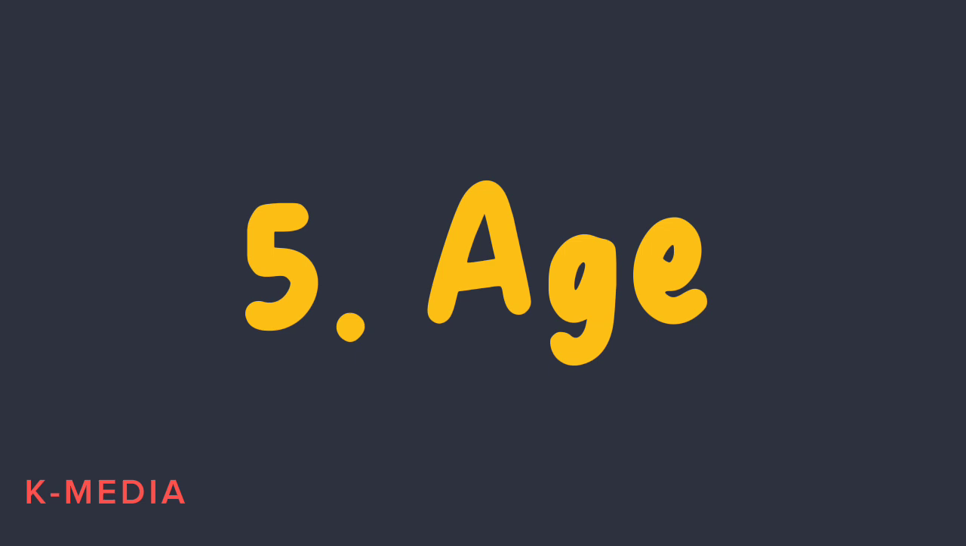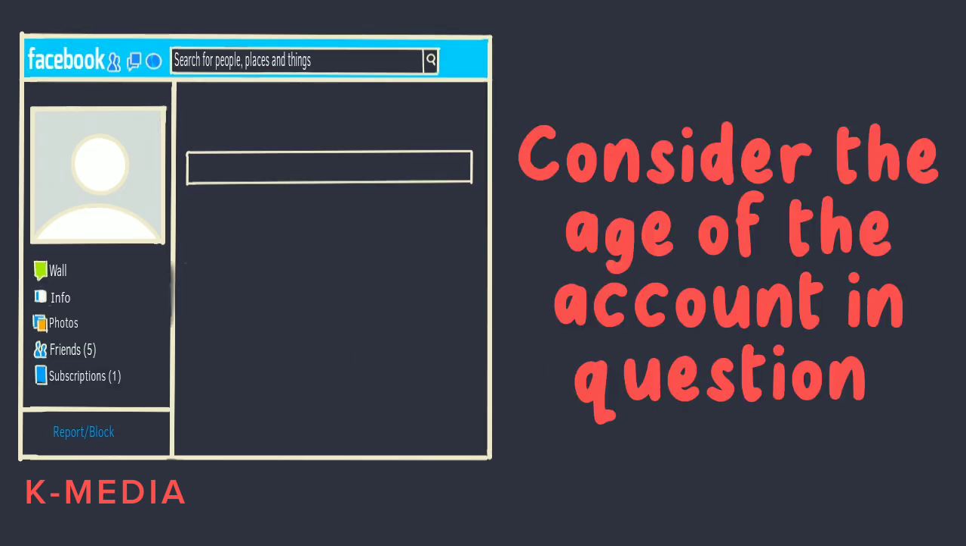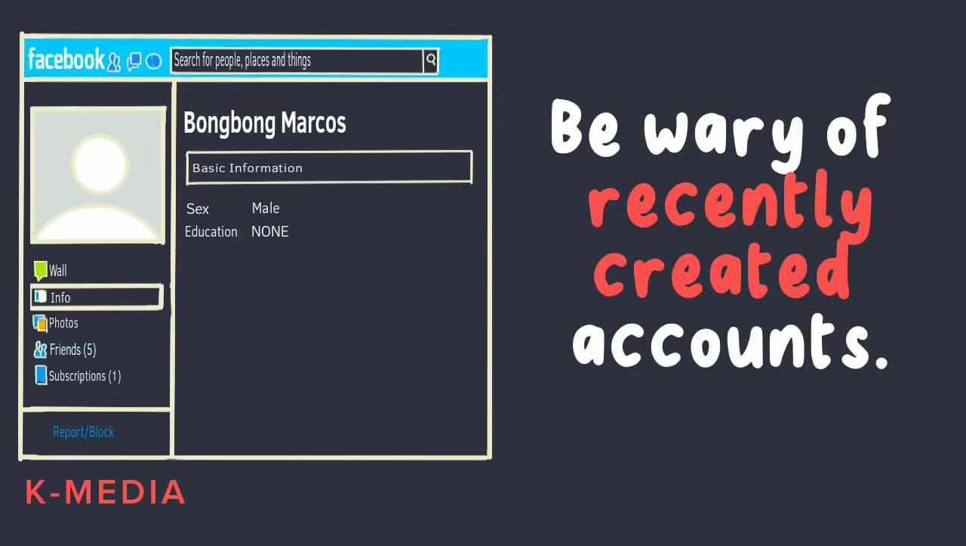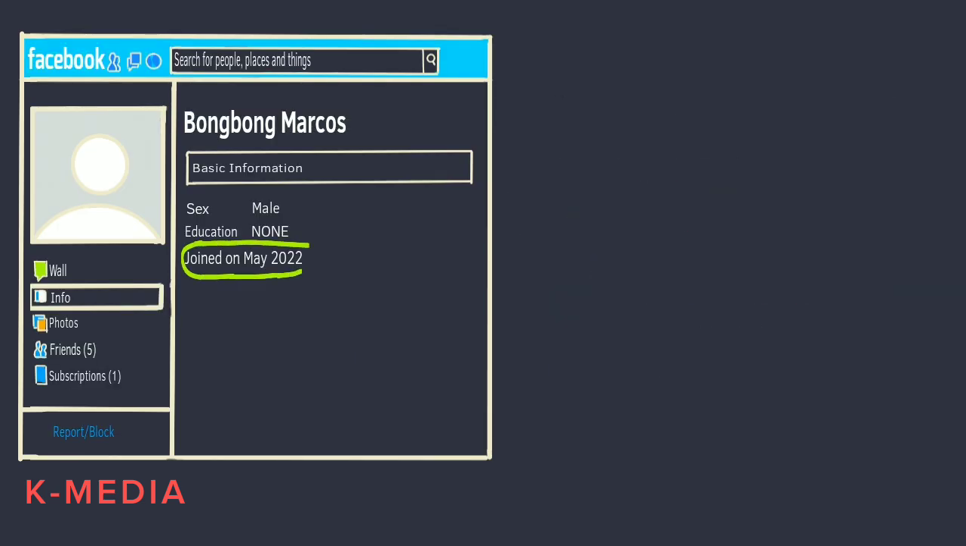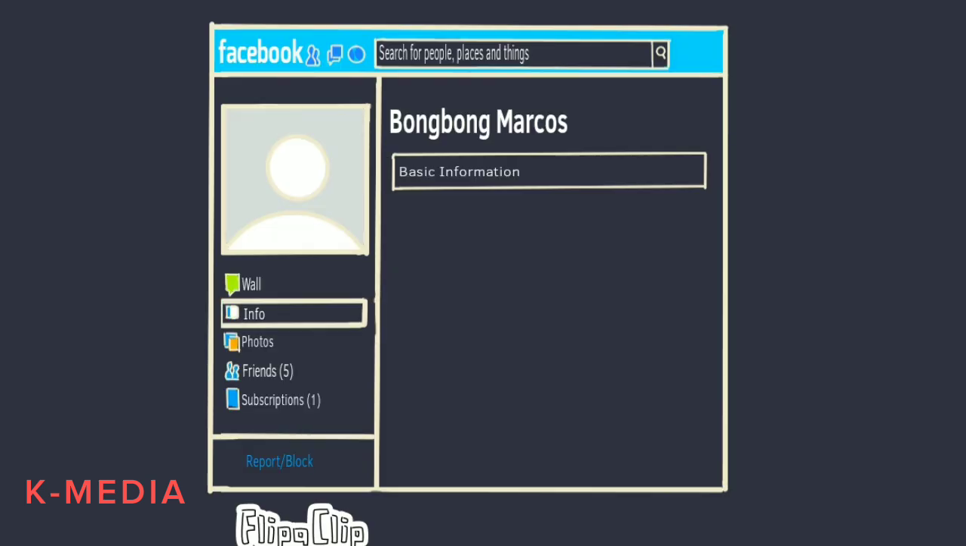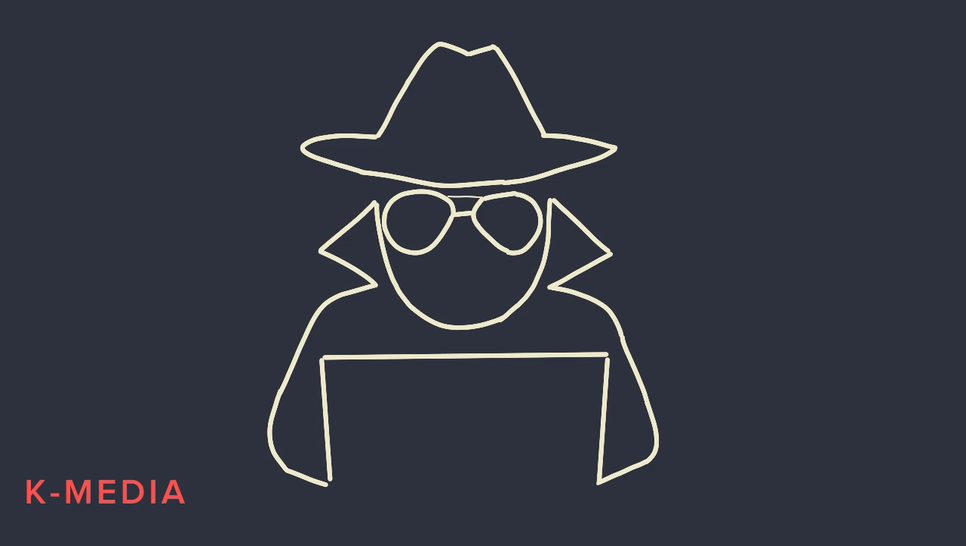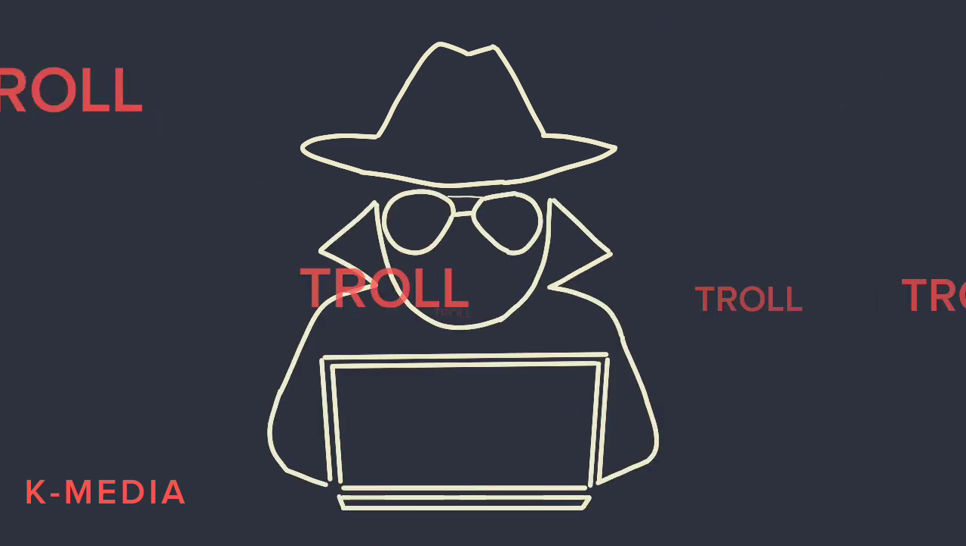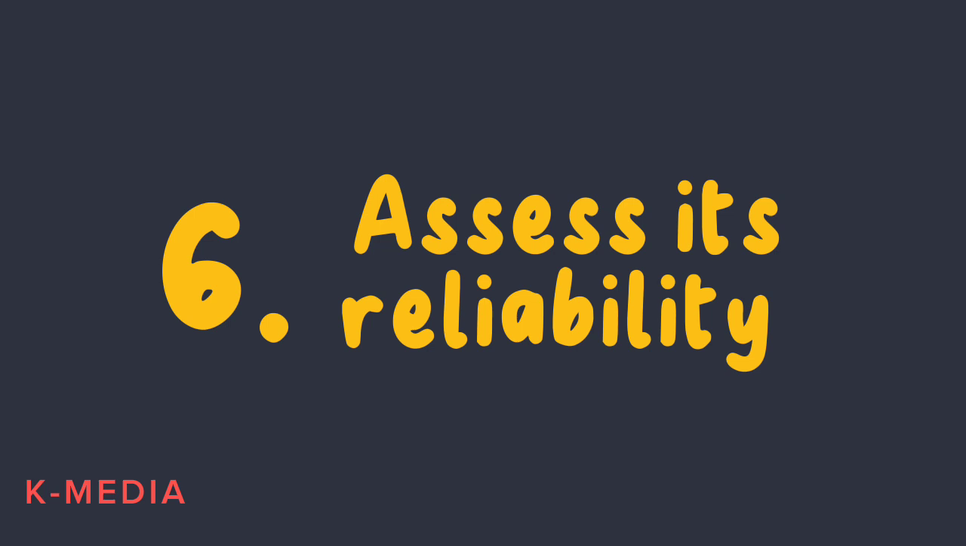Fifth, age. We should consider the age of the account in question. Always be wary of recently created accounts. Sometimes, when an issue surfaces, new social media accounts surface as well. Most likely, these are created by other netizens who wish to support or bash the issue.